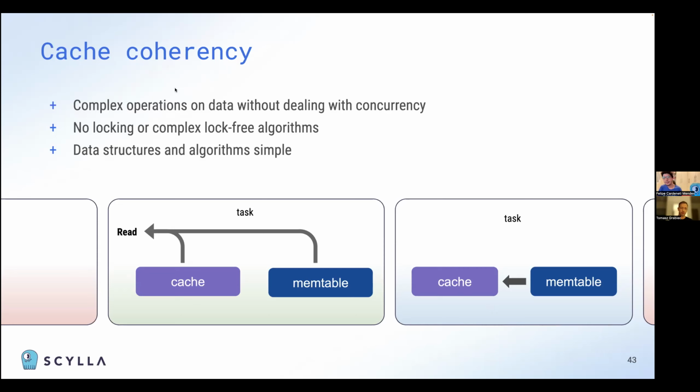For example, you can have a single task which performs lookups in both the cache and memtable, and it will have a consistent view on the state of the data because it excludes with any other task. And the data structures can be simple. They don't have to be either riddled with locks or prepared for lock-free algorithms, which you would normally do in a multi-threaded environment. And one thing to note here is that this is possible also because we have collocation of cache and the replica. So everything happens within a single CPU. Otherwise, it wouldn't be possible.